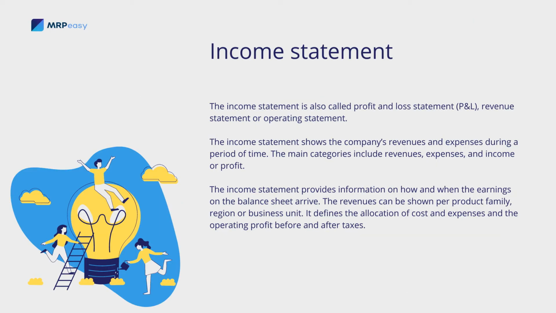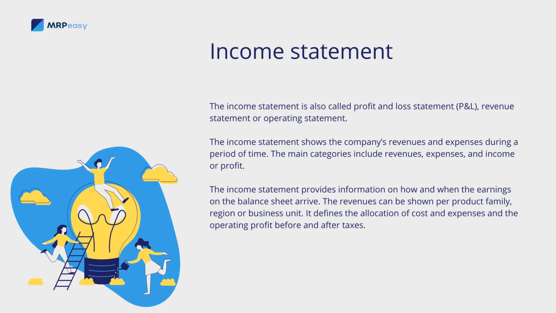Income statement. The income statement is also called profit and loss statement, P&L, revenue statement, or operating statement. The income statement shows the company's revenues and expenses during a period of time. The main categories include revenues, expenses, and income or profit.